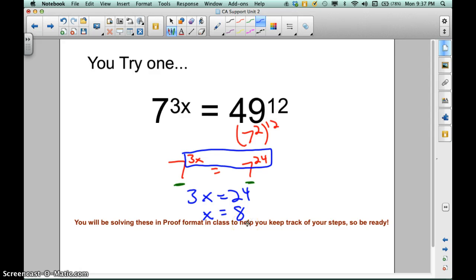How did you do? I hope you got it. If not, make sure you ask me questions in class. You're going to get practice in your regular class today. You're going to be solving these in proof format in your regular class to help you keep track of your steps. So be ready to put this in a 2-column proof.